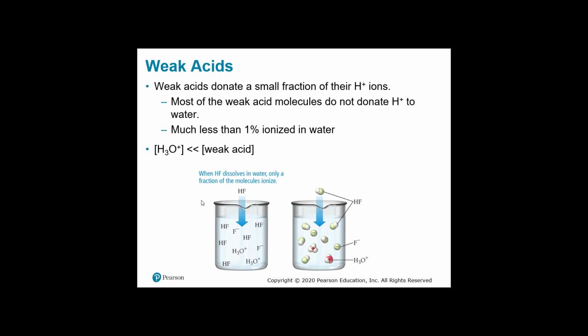Not the same for weak acids. Weak acids, because they stay mostly intact, only a small fraction of the protons ionize. Most of it stays as a molecule, and much less than 1% is ionized. So this means that the hydronium concentration that has been produced is smaller than the concentration of the weak acid, the molarity.